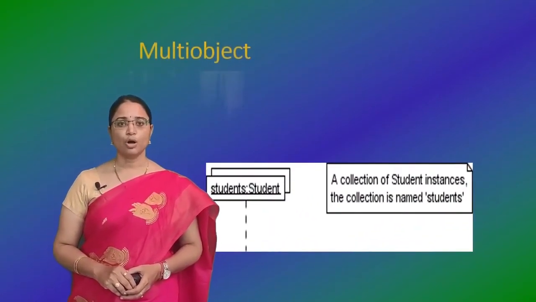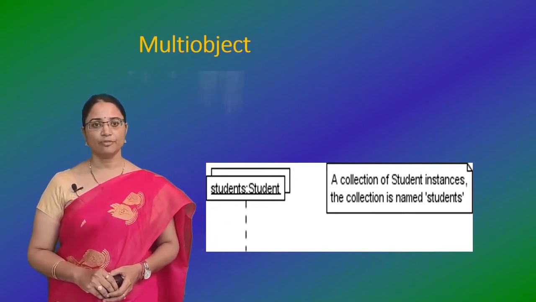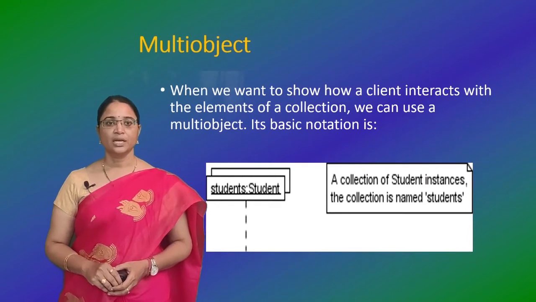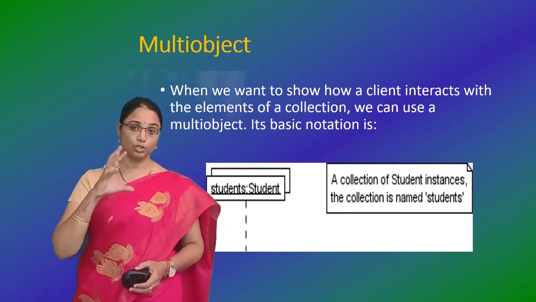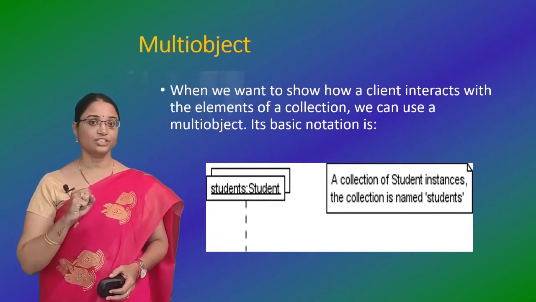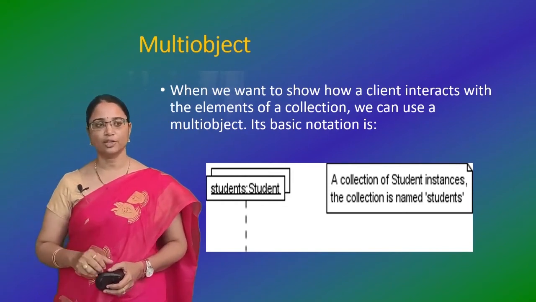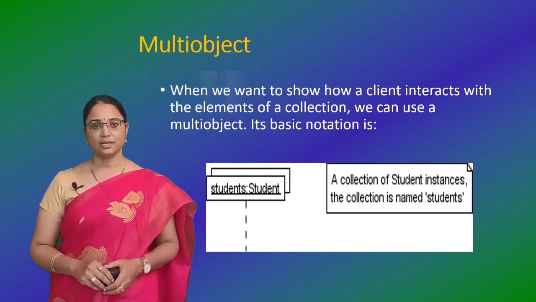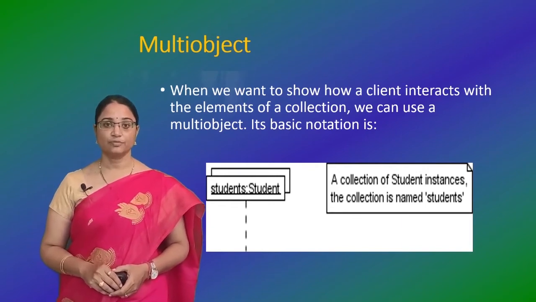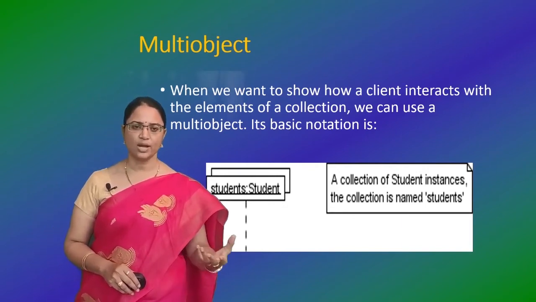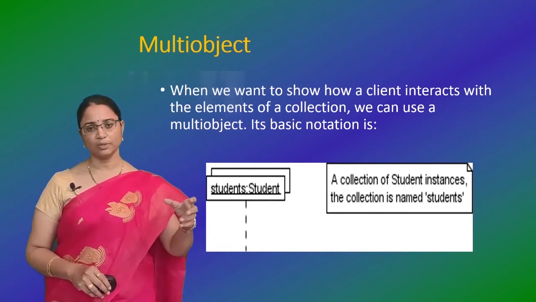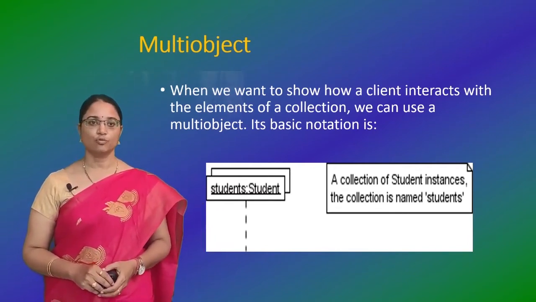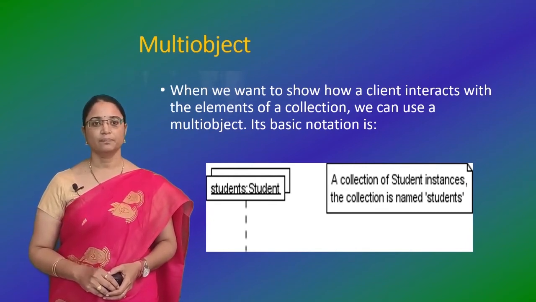When we want to show how an object interacts with the elements of a collection, we can use a multi-object. It is a basic notation. If you want to tell about a group of objects, a collection of objects, then you can go for the multi-object. A multi-object means a rectangle inside another rectangle. It tells about a collection of instances. It might be students, faculty, whatever. An object means a single instance. If you want to tell about multiple instances, then you can go for this double rectangle symbol.